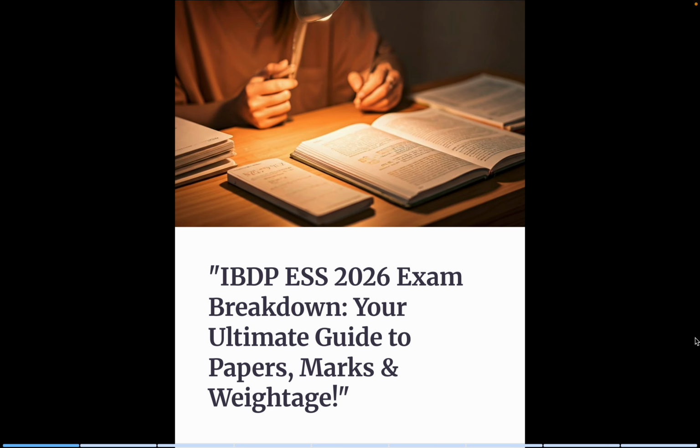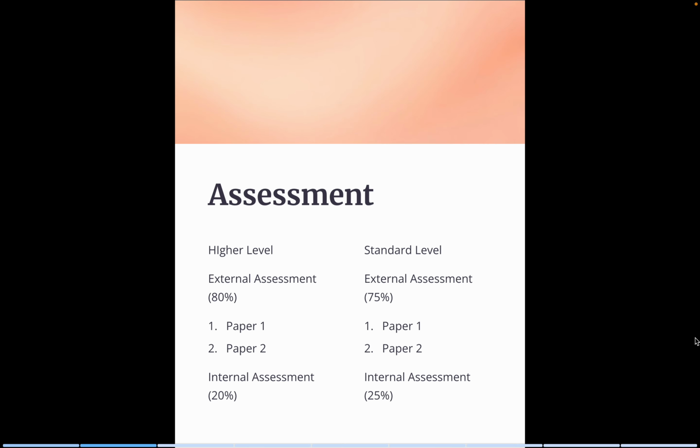As we know, HL is introduced this year, so let's understand the paper pattern and marks. We have an external assessment and an internal assessment. In higher level, external assessment has 80% weightage and internal assessment holds 20%, and in standard level external assessment is 75% and internal assessment is 25%. So we can see that the IA weightage is comparatively more in SL compared to HL.